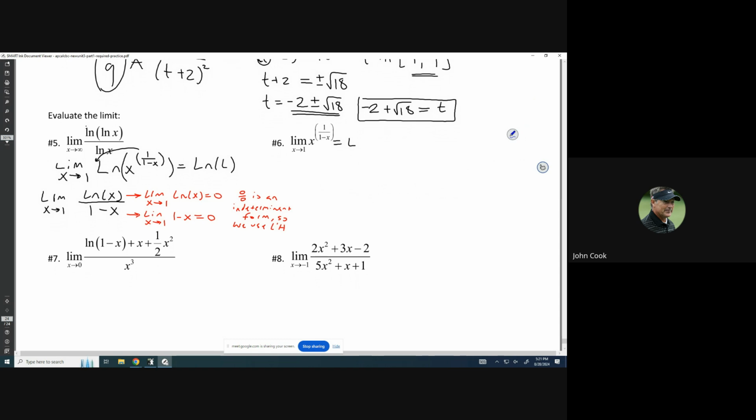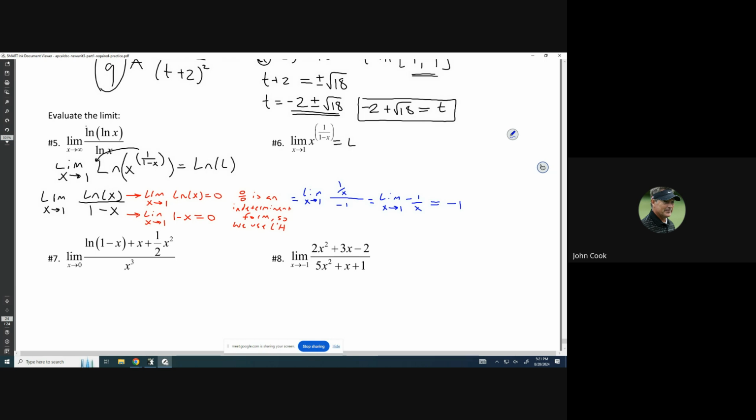Once we do L'Hopital's rule, we get the limit as x goes to 1, and then we take the derivative of the top part. The derivative of the natural log is 1 over x, and the derivative of the bottom part, 1 minus x, is negative 1. So I can just rewrite that as the limit as x goes to 1 of negative 1 over x. And if I plug in 1, I just get a simple value, negative 1 over 1, which is negative 1. But that's not the whole thing.